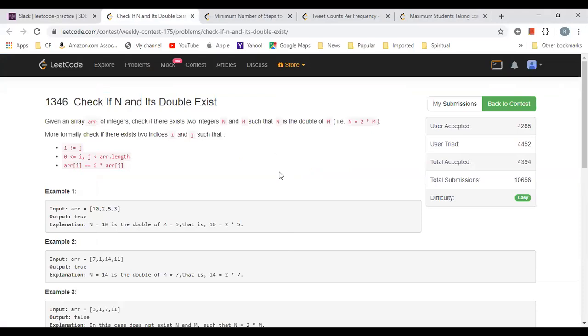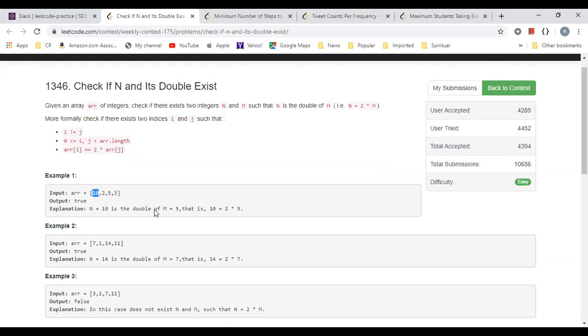The first problem is you are given an array and you have to find whether any element n and its double exist or not, and you have to return true or false. In this case, 10 is there. If there was an element called 20, then I could say, yes, definitely something like that exists. Or if you see 2, and there was a 4, I would say yes, it exists. For 5, there is 10, so it does exist. So we will return true.